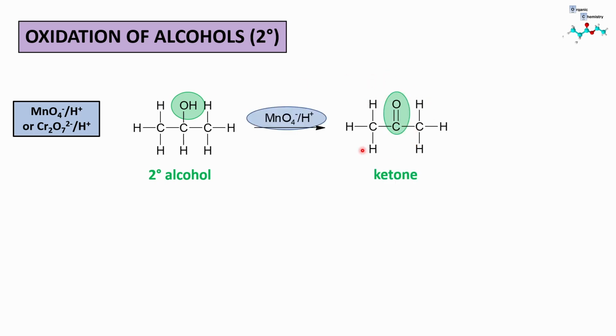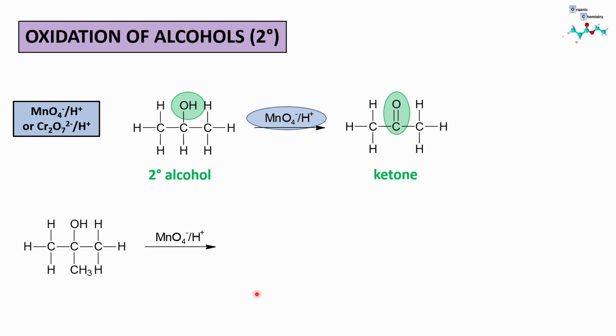We cannot oxidize ketones. They are an end product for the oxidation reactions because there are no more hydrogens for this carbon to get rid of to make another carbon-oxygen bond. So the ketone is the end of the road for oxidation from a secondary alcohol.